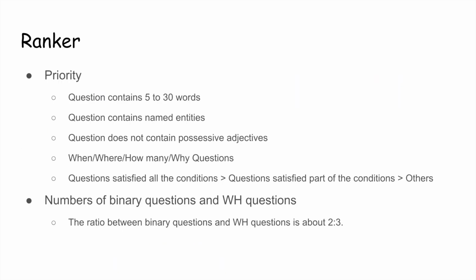We designed our ranker to follow the prescribed priorities. Questions have to contain 5 to 30 words, and questions containing named entities, which often refer to when, where, how many, why questions, will be given a higher ranking. We also make sure that the ratio between binary questions and WH questions is about 2 to 3.